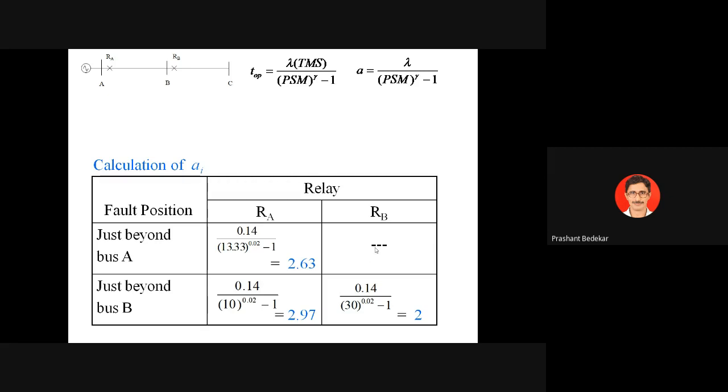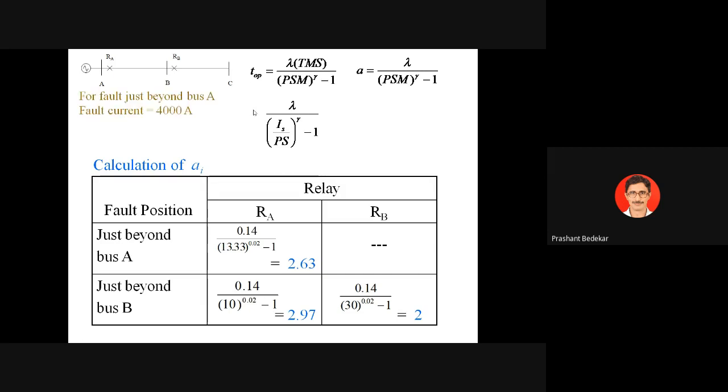So, considering these relays to be IDMT relays, lambda is 0.14, gamma is 0.02. Now let's see the other calculations. This is lambda upon plug setting multiplier, which is the relay secondary current divided by plug setting, which is 1, given in the problem. Now let's see the calculation.